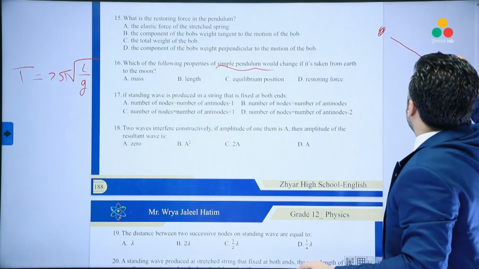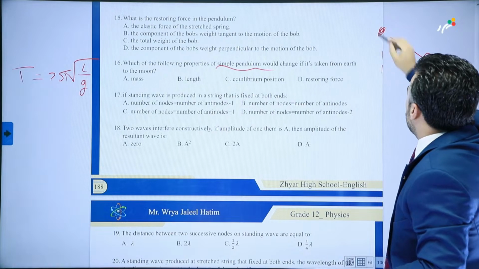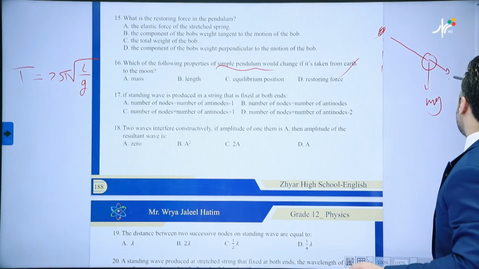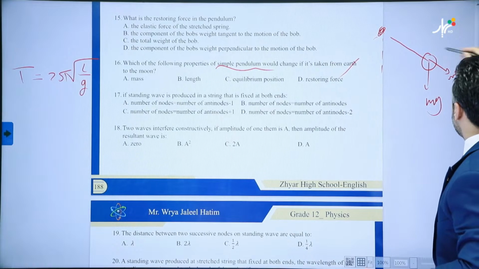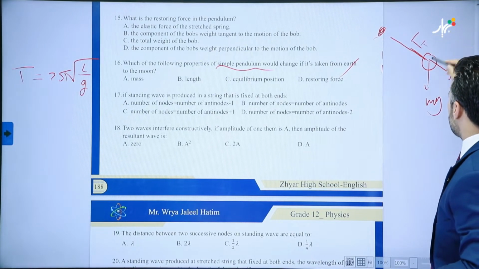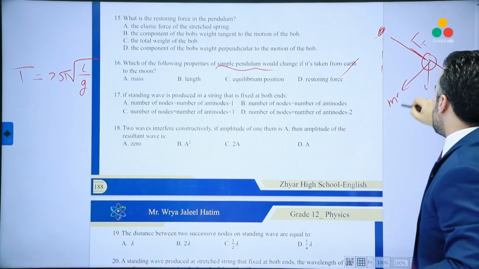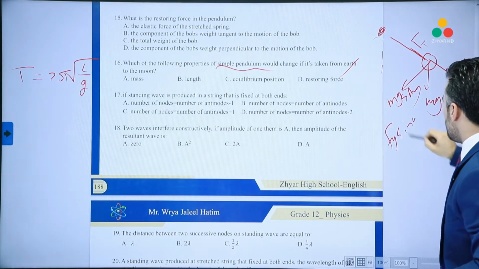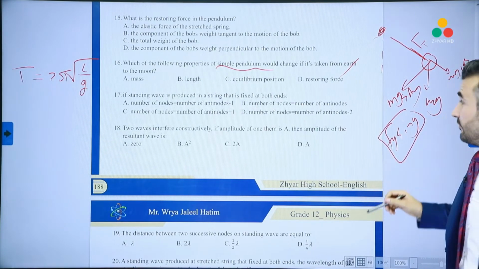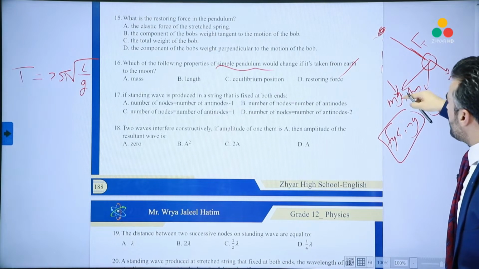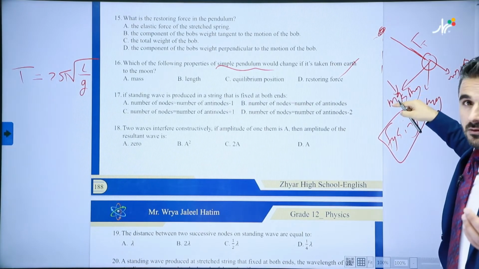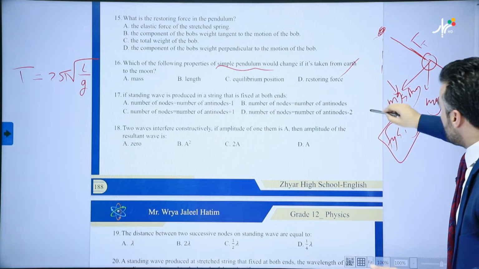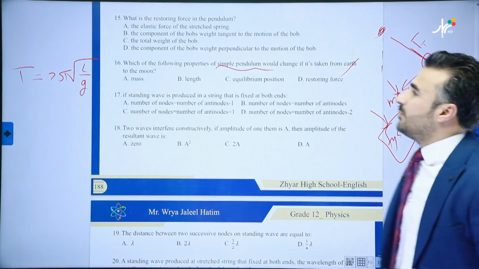So for a pendulum, remember this. If this is the pendulum here, we said there is mg, okay? So there is mg cosine theta. This would be cancelled by the tension force. So there is mg sine theta, or you can say Fg sine theta. This Fg sine theta is the restoring force. If we take this one to the Moon, the gravity is weaker on the Moon compared to the Earth. So of course, the restoring force will be affected.